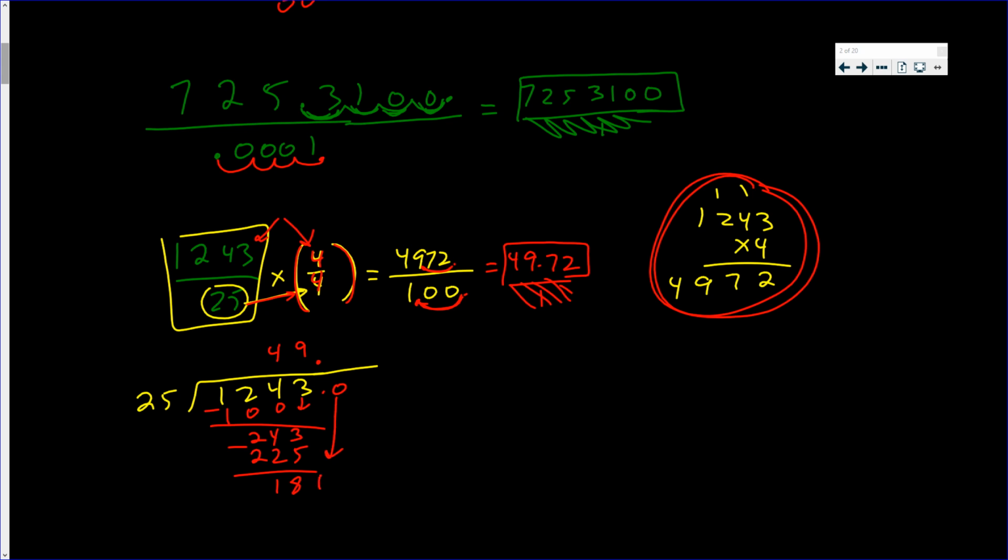Bring down the 0, 180. 25 goes into 180 7 times. That's our 175. You subtract, you're left with 5. Put another 0, bring it down, and 25 goes into 50 2 times. All I did was multiply by 4. That's much easier. Think what you want, but that's much easier.